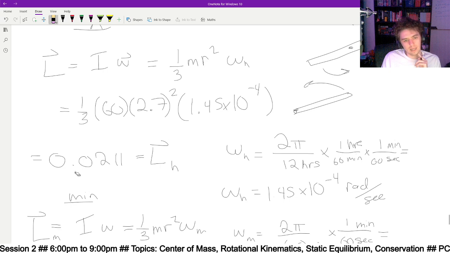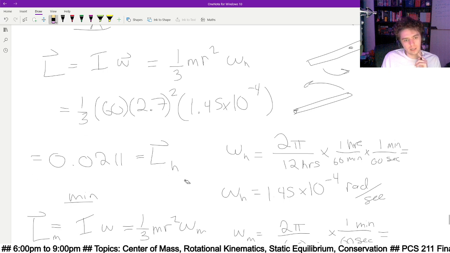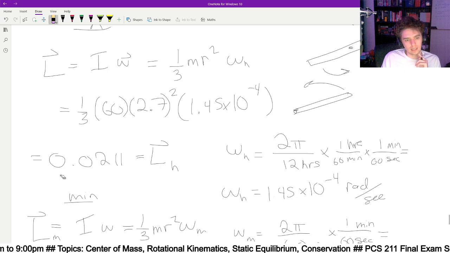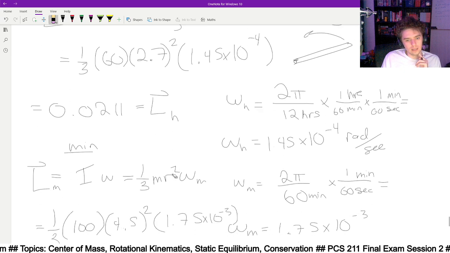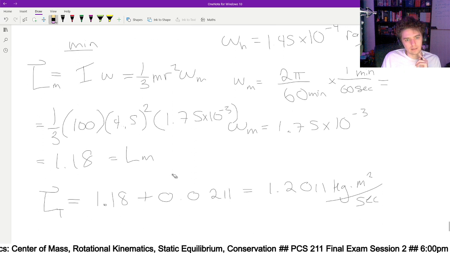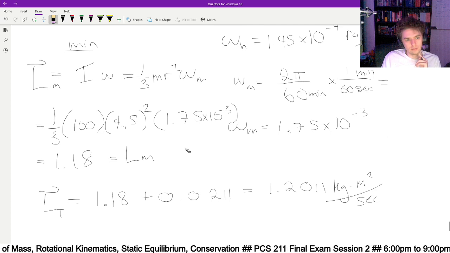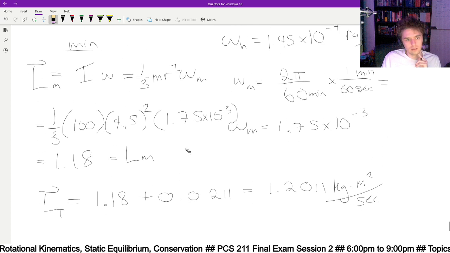And so I found the angular momentum of the hour hand like that, and then did the exact same thing for the minute hand. Just a simple question. Yeah, it wasn't bad. It wasn't bad for sure.